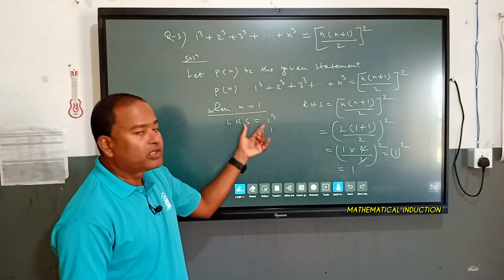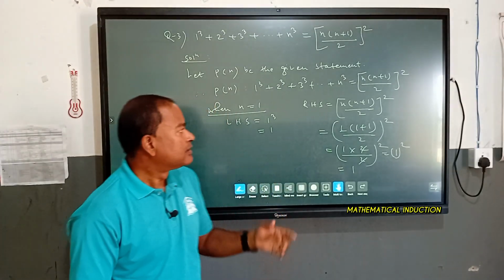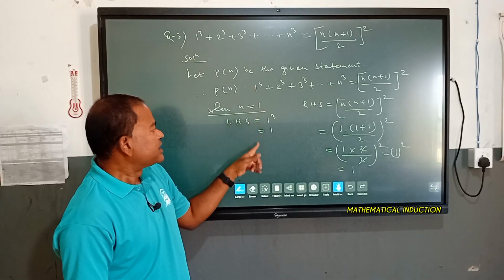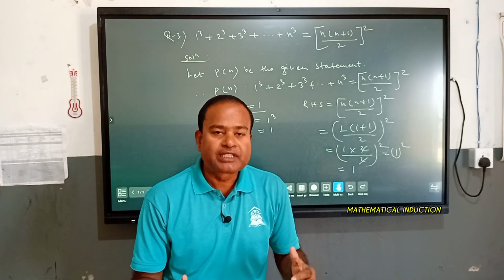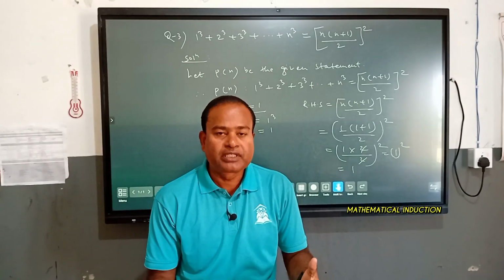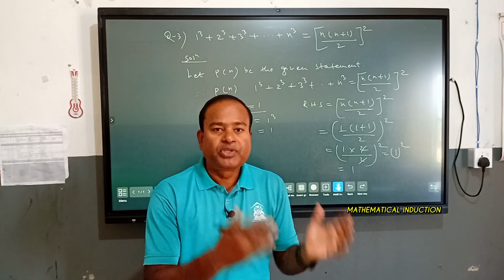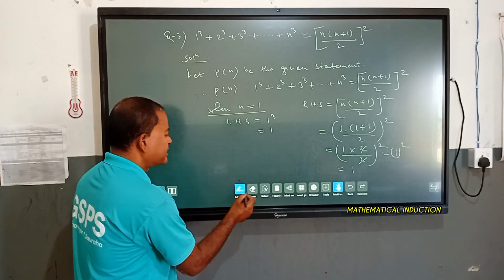And if we take n equals 1, that means if we take just one term, then in the LHS we have got 1 cube, which is also equal to 1. It shows that the given statement is true for n equals 1. That means we can say that P1 is true. So let's write down the conclusion of the first step.